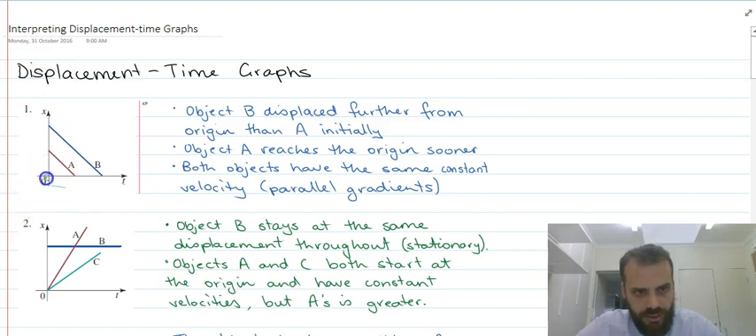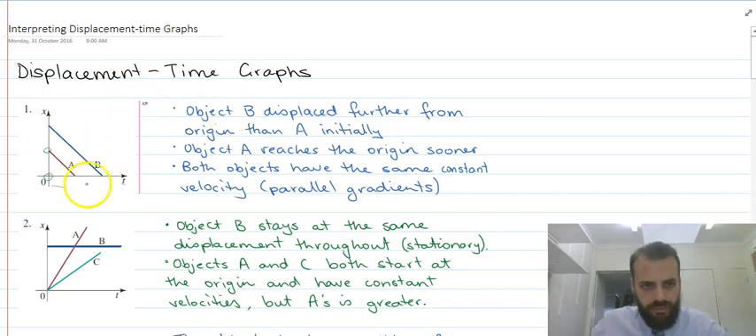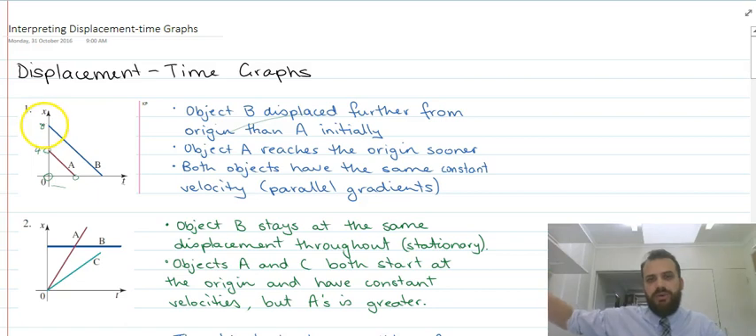Now here's our origin. This means that A started a distance away from the origin, in front of the origin, and A is moving towards the origin. It reaches the origin here at whatever that time is. Now B started further forward, further in front. So if this was the number 4, A is starting 4 meters ahead. If this is B, number 8, B is starting 8 meters ahead, and it's moving backwards.